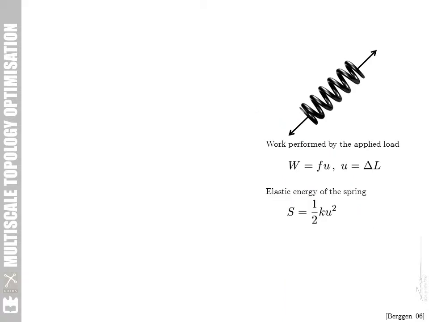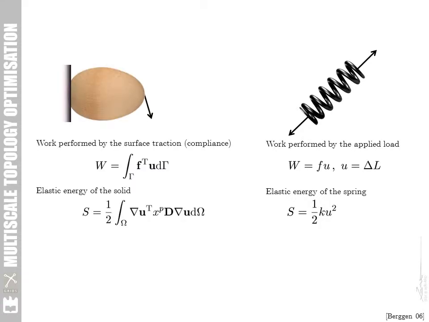This is usually done by analyzing some specific functions. Some of the more common ones involve some kind of energy in the body. For instance, the compliance, which is basically the work performed by the applied load, or something close in terms of definition, which is the elastic energy of the body. This is true for a spring, but it's also true for a continuous body, something more complex.